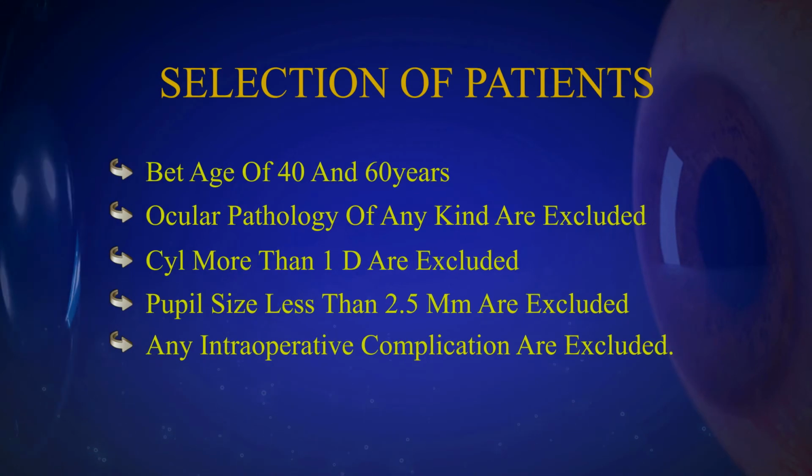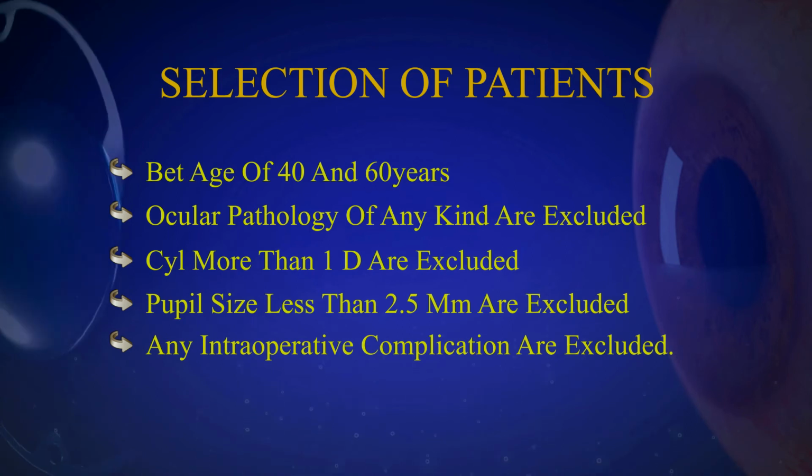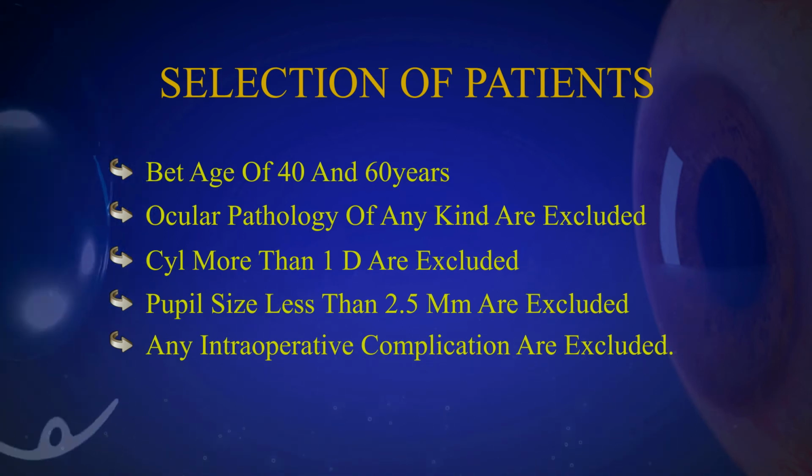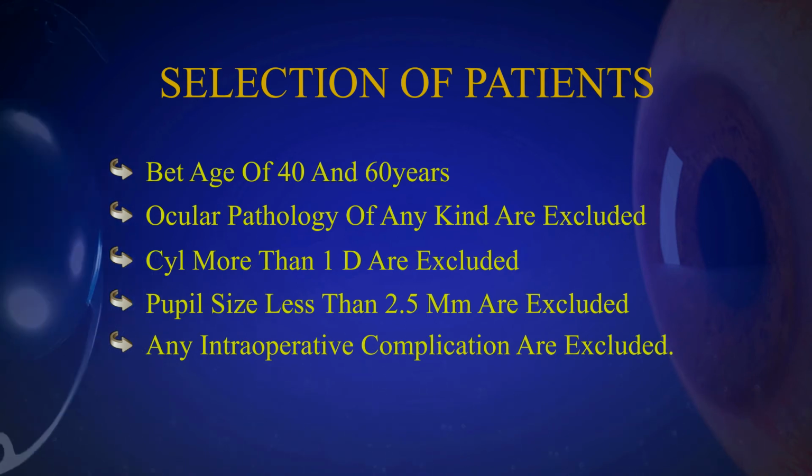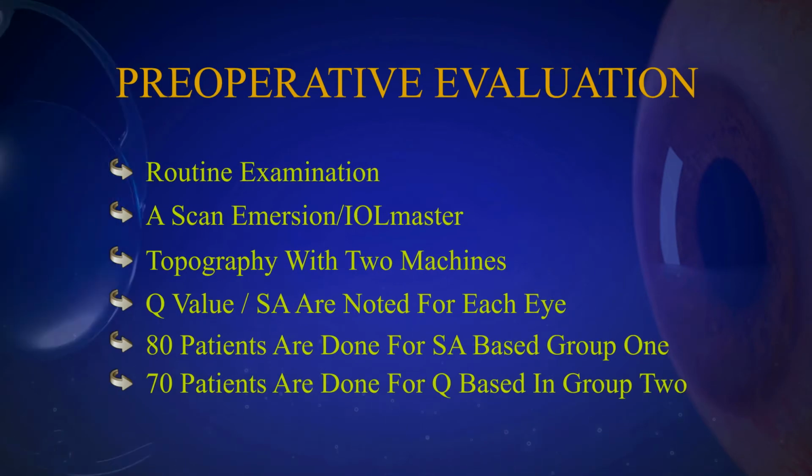Purpose of the 2 groups is to find out which one of the 2 groups performs better. For this study, in both the groups, I selected the patients between the age of 40 and 60 who do not have any other ocular pathology which can affect the performance of the IOL. In short, I tried to evaluate purely the optical performance of an IOL. This is routine like any other studies. The only difference is that topography is done with 2 different machines to avoid any error.